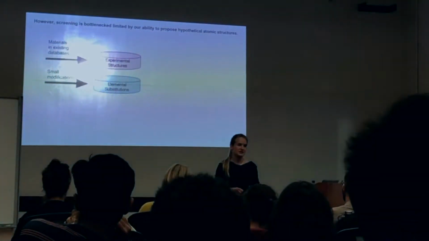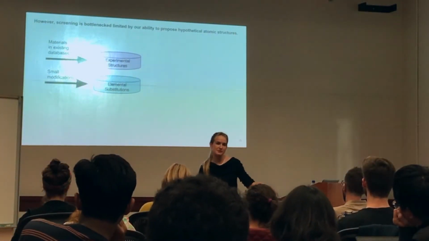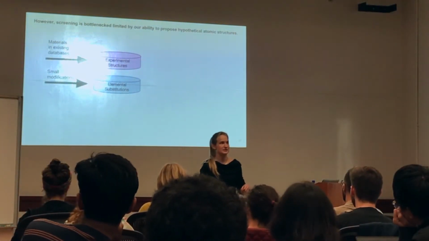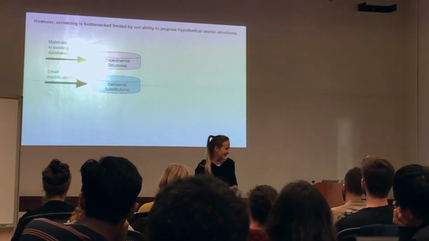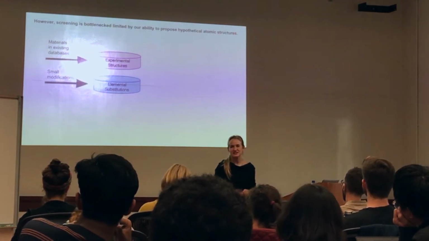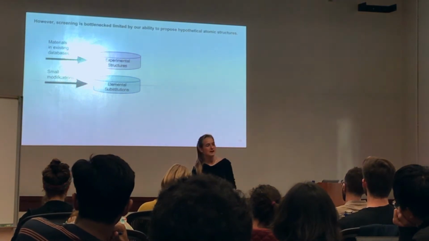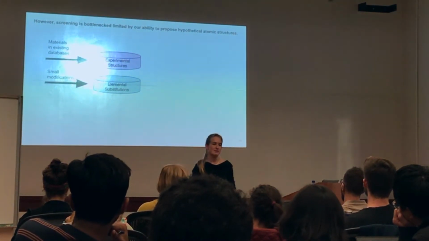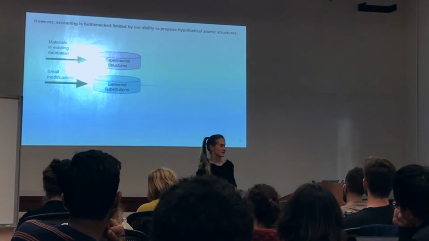Then we can sort of change it up a little bit by doing small modifications or elemental substitutions. Like, okay, iridium's expensive, maybe I want to try rhodium or something. Well, rhodium's still expensive, but you get the idea. So you can do small modifications of these structures and then put them into your high throughput pipeline to screen. Maybe these ones will have a better chance, and since we already know how to make one, we can make this other one.